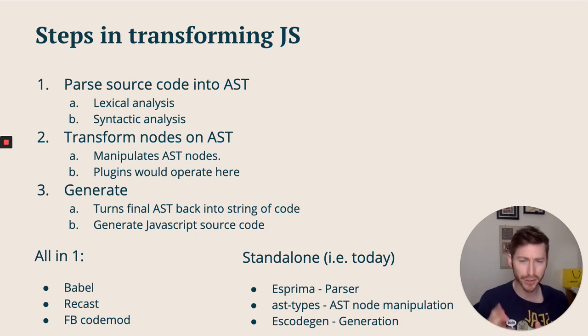There are 2 types of libraries that exist within the JavaScript world. One type does all of them in one, such as Babel, Recast, and Facebook codemods. The second type of library does just one of the 3. There's Esprima, which is parsing, ast-types, which does your node manipulation, and then escodegen, which does your generation.